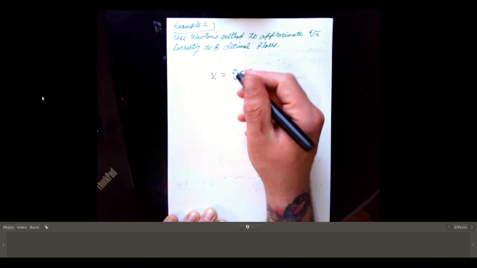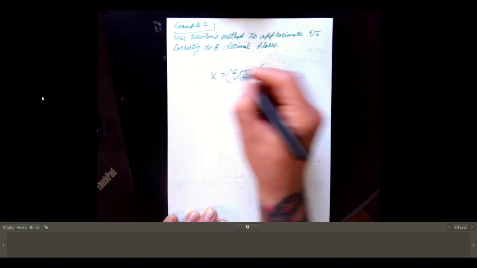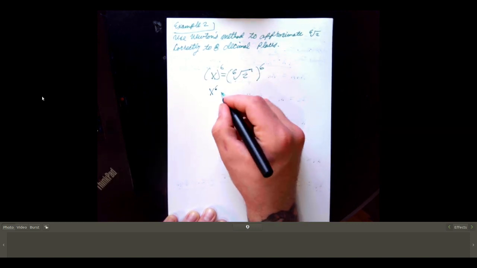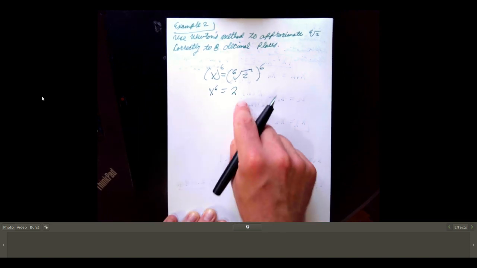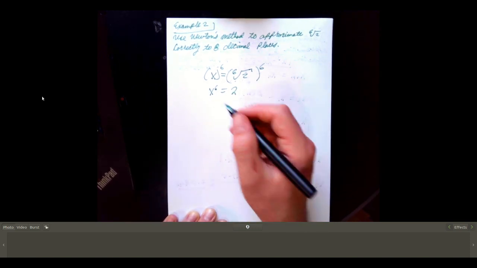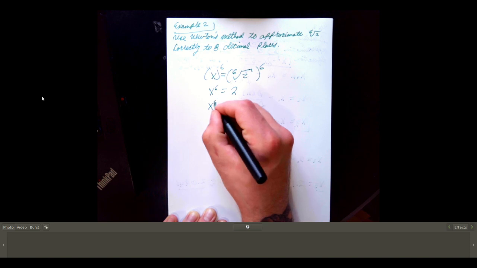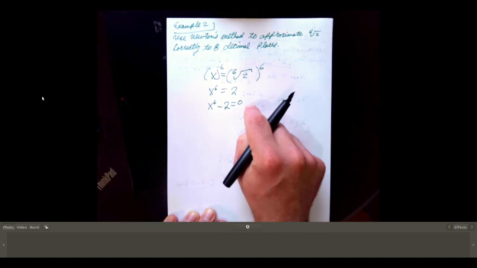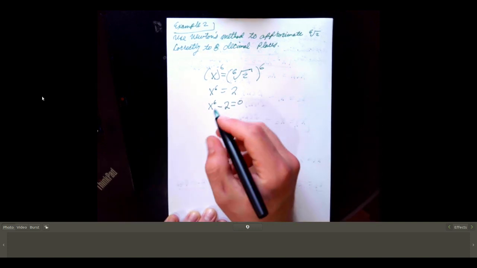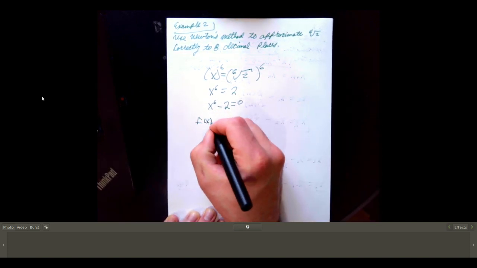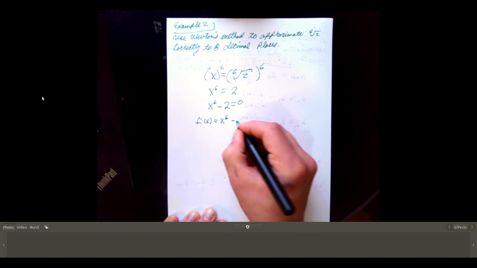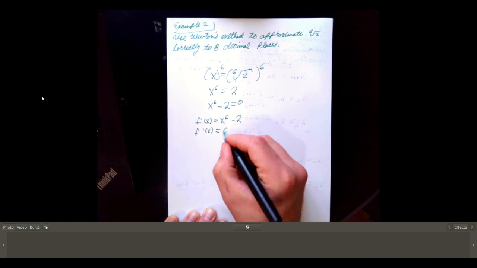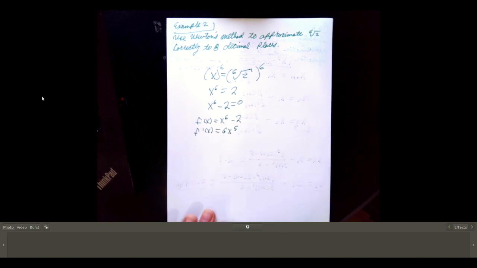Well, let's raise each side to the power of 6. That says x to the 6th is equal to 2. And finally, let's make this thing equal to 0. We can subtract 2 from both sides to get x to the 6th minus 2 is equal to 0. Now, this looks like example 1. What we do is we call f of x equal to x to the 6th minus 2, and we'll need f prime of x. That would be 6x to the 5th.